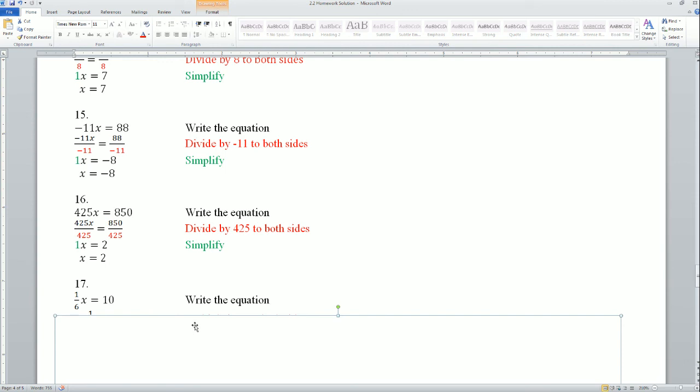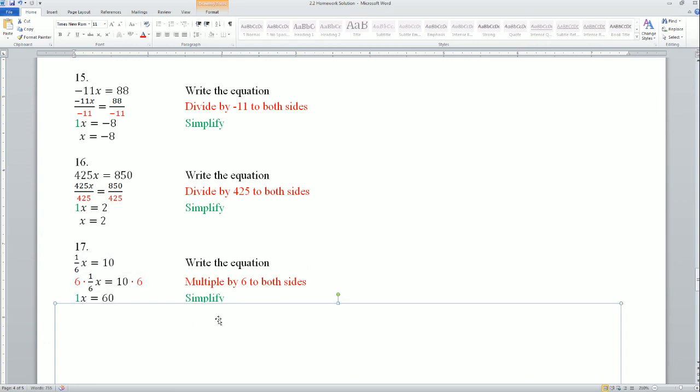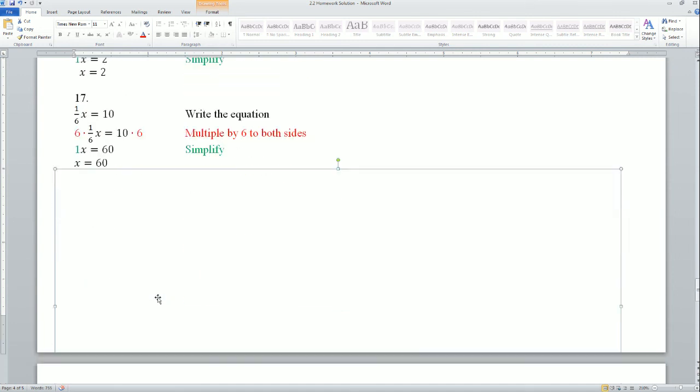17. 1/6 x equals 10. Right? This is a fraction, right? 1/6. So you're multiplying both sides by 6. 6 over 6 is 1. 10 times 6 is 60. So the answer is just x equals 60.